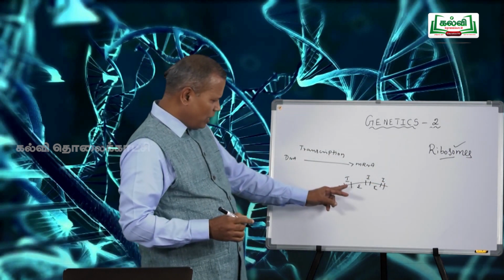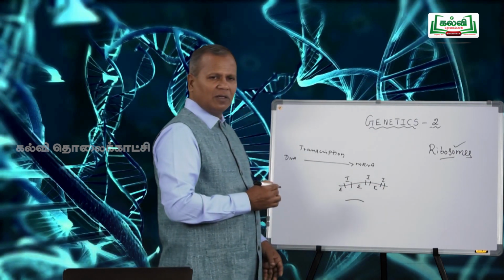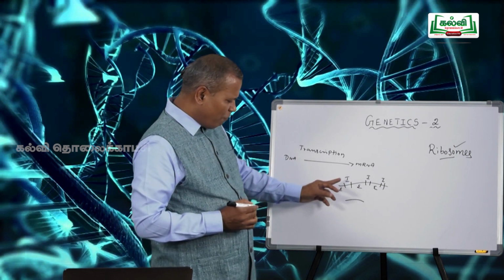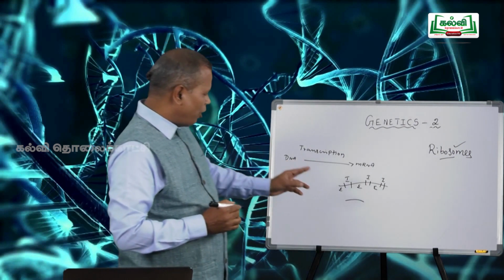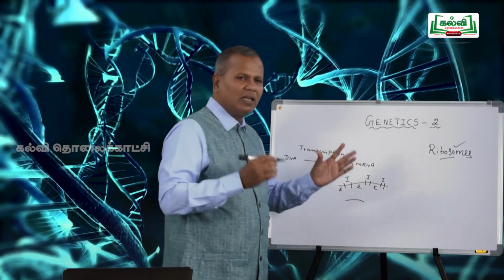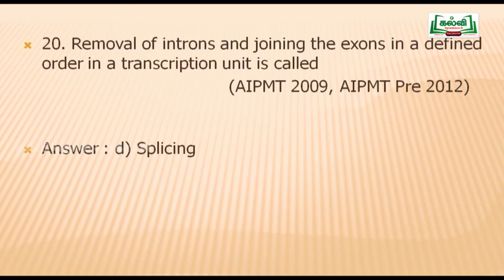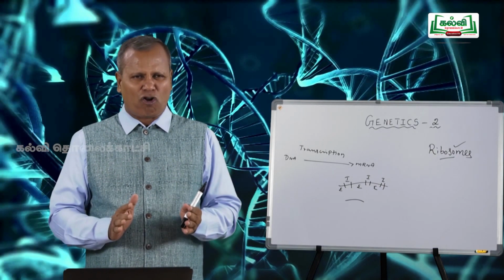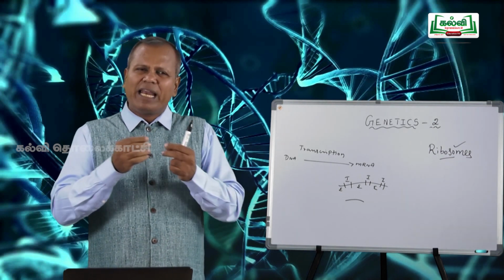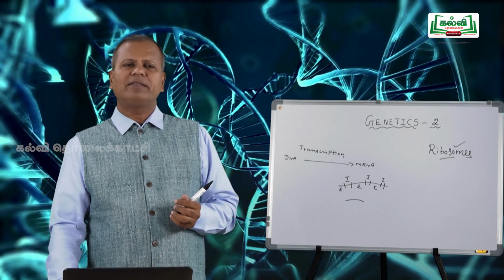If you remove the non-coding region, finally you get only the exons. So removal of introns from the precursor mRNA is said to be splicing. You remove introns and join the exons, the process is said to be splicing. So the correct answer for question number 20 is option D, splicing. So exon means the coding region of mRNA or precursor mRNA. The non-coding region is said to be intron. Removing the introns and joining the exons is said to be splicing. Then next question, question number 21, selection.